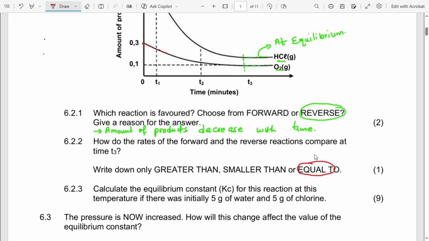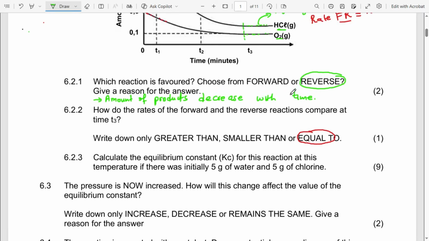No reason, because at equilibrium, the rate of the forward reaction, FR for forward reaction, is equal to the rate of the reverse reaction, RR for reverse reaction. There's no reason needed for that. Maybe if they ask you to give a reason for why the rate of the forward is equal to the rate of the reverse, the reason is that at T3 the reaction reaches equilibrium.